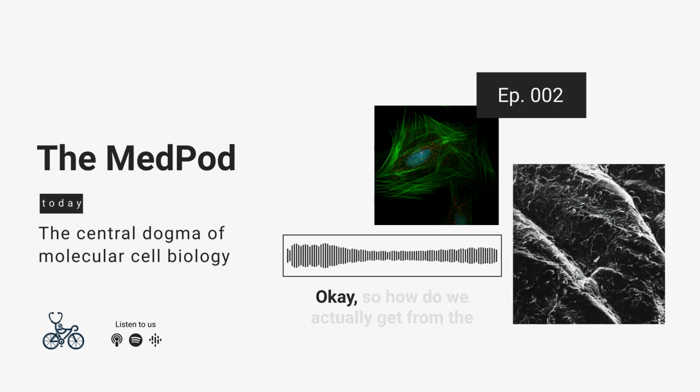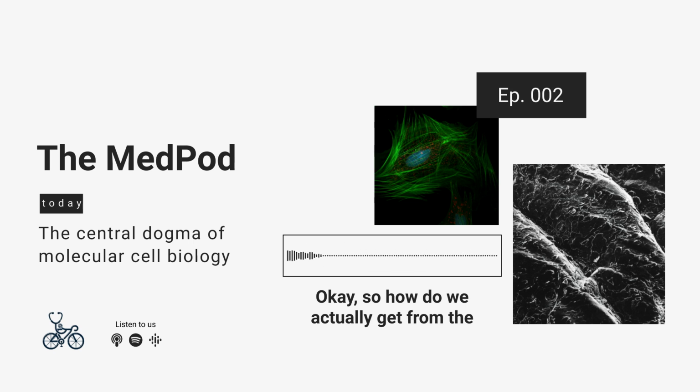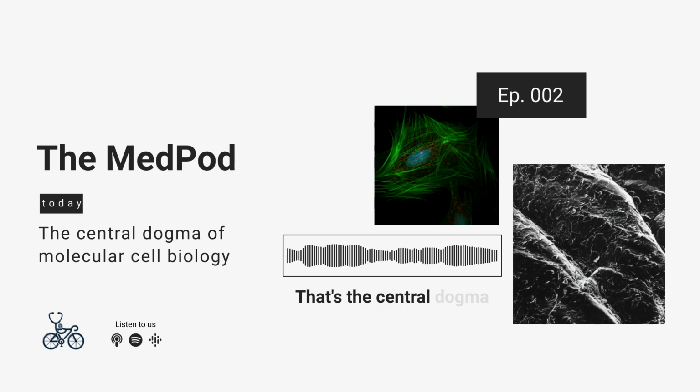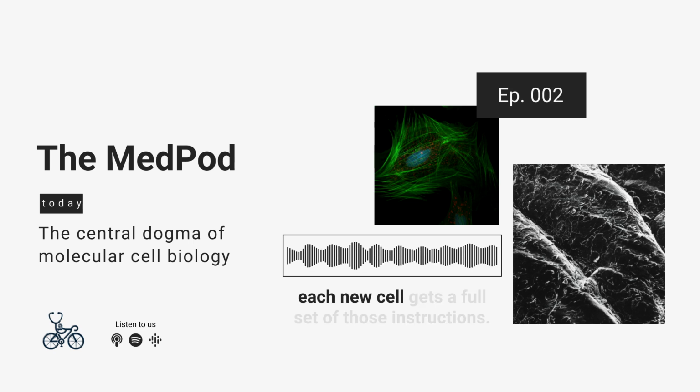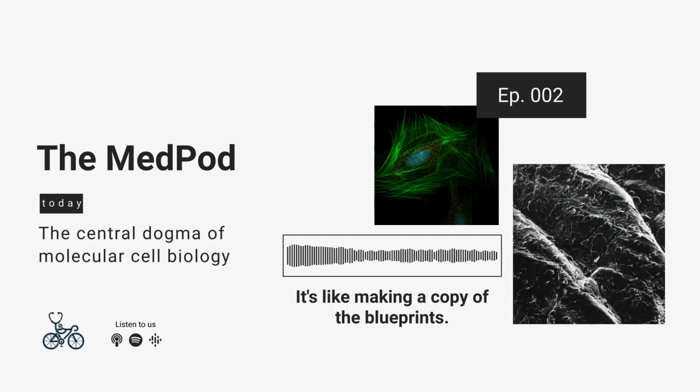Yeah, absolutely. Okay, so how do we actually get from the information in DNA to a protein? That's the central dogma of molecular biology, my friend. The flow of information from DNA to RNA to protein. It's the foundation of life. So let's break down the central dogma then. The first step is DNA replication. We got to copy that DNA molecule first, so each new cell gets a full set of those instructions. It's like making a copy of the blueprints.